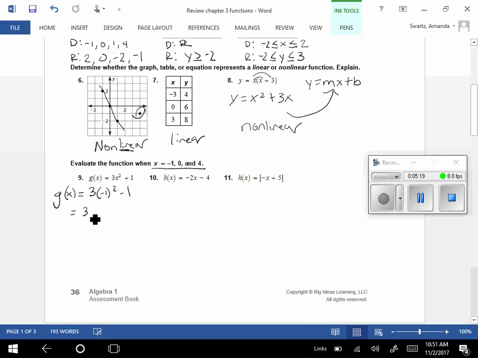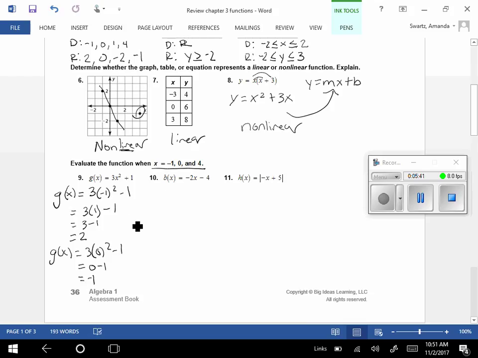So we get 3 times 1, because -1 times -1 is 1. So we get 3 minus 1, or 2. Okay, so that's for -1. For 0, we would just plug in 0. 0 squared is just 0. 3 times 0 is 0. So -1 is our answer.